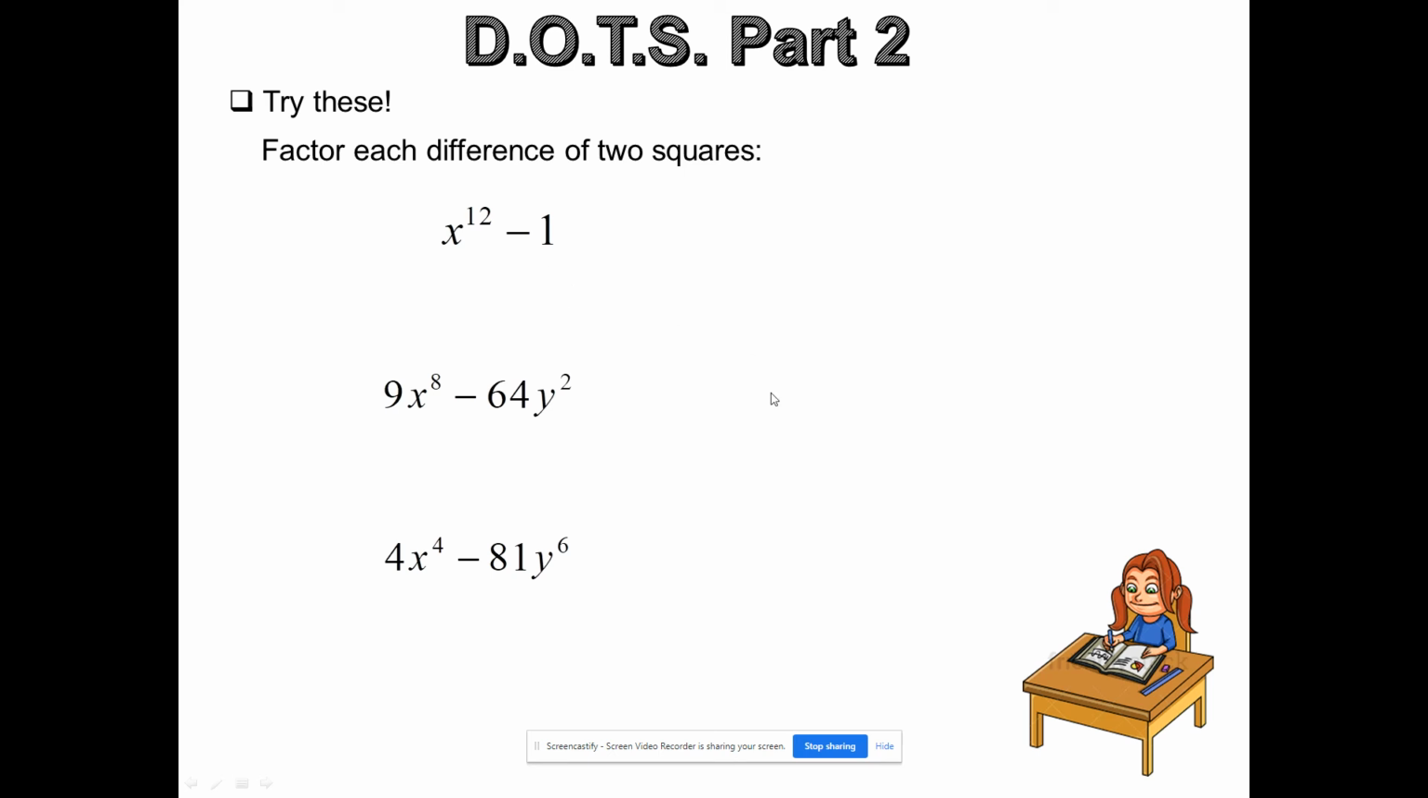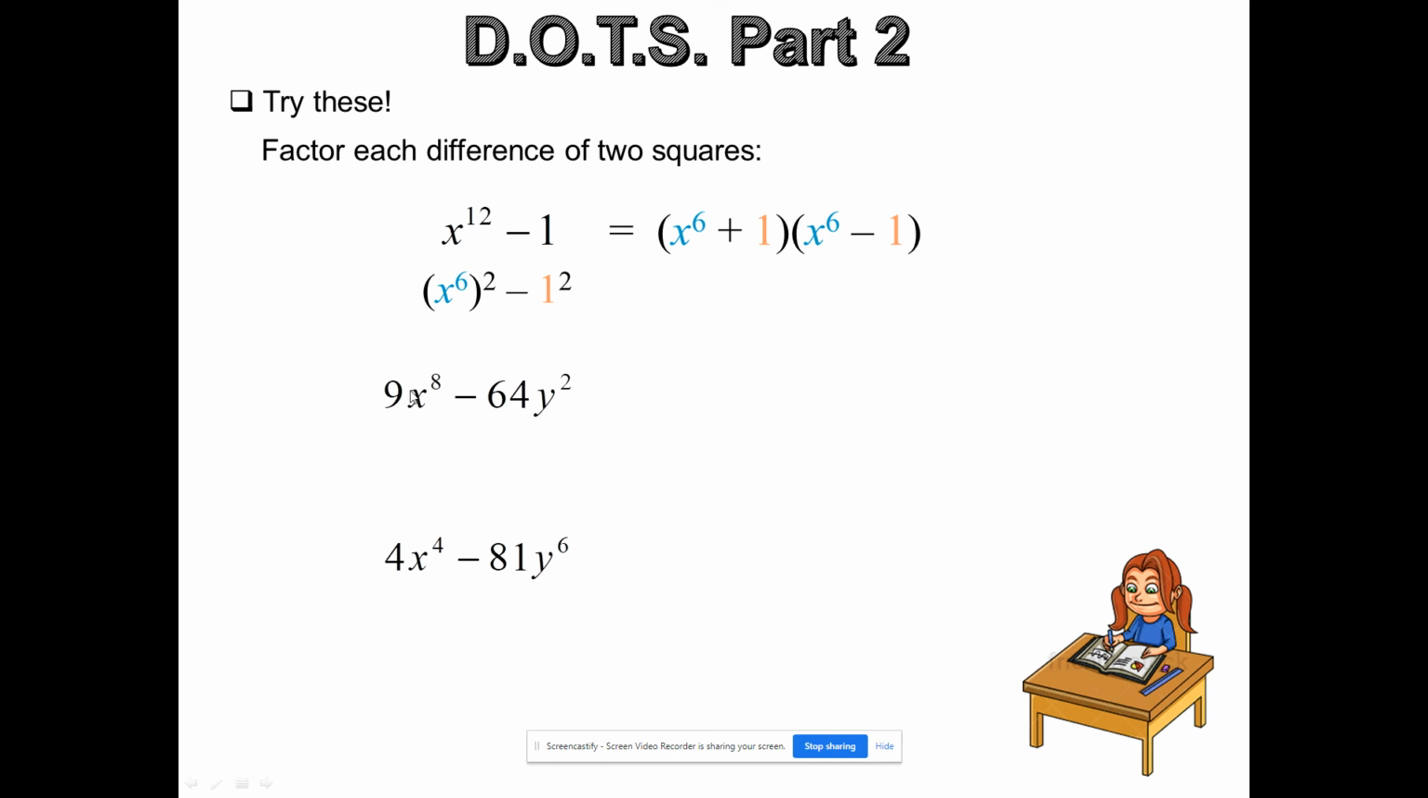Okay, so what is it that we are squaring? We're squaring x to the sixth. What are we squaring? We're squaring 1. So we should have x to the sixth plus 1, x to the sixth minus 1.